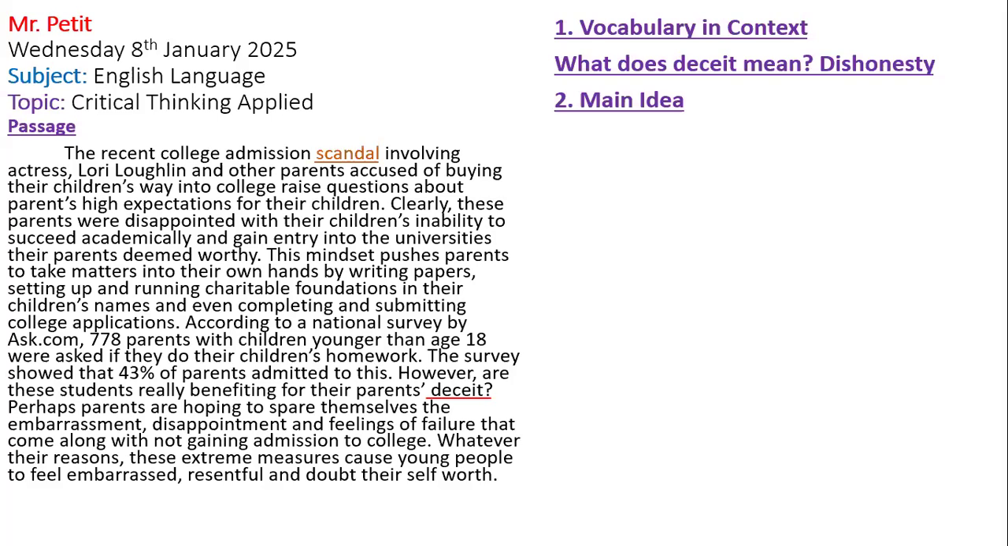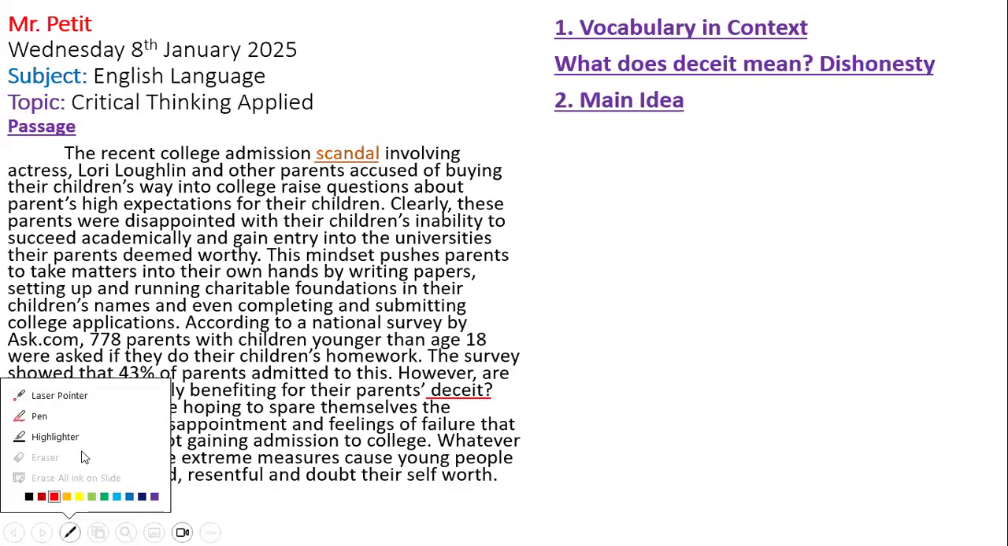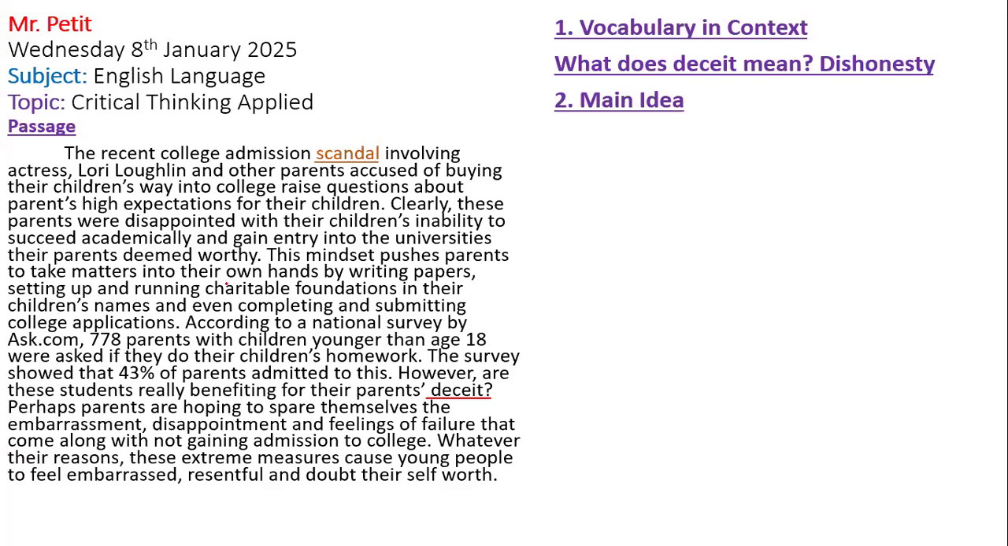So when we're analyzing, we need to know the vocabulary, which we talked about, dishonesty with deceit. Before we go to the main idea, we'll come back to it. Let's look at some other words inside there. What do we mean by charitable? What does charitable mean in the passage?